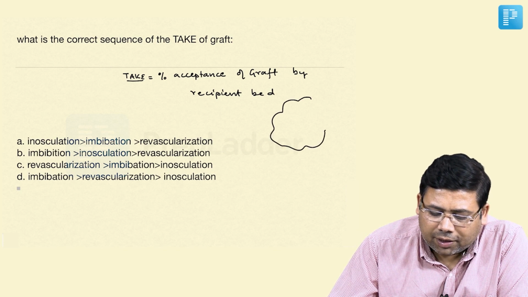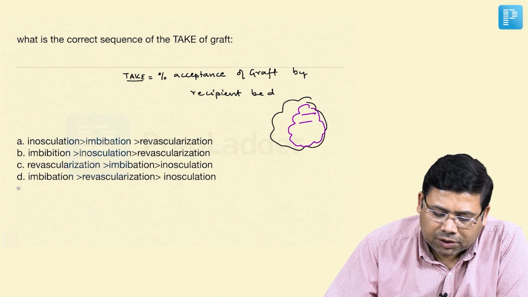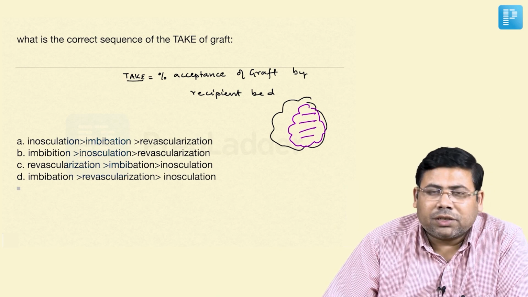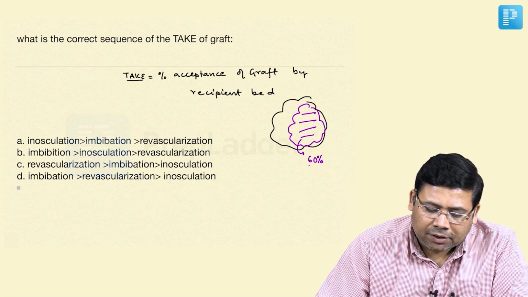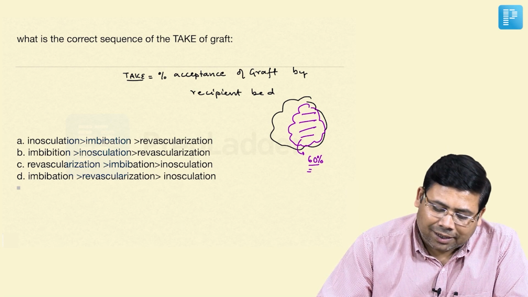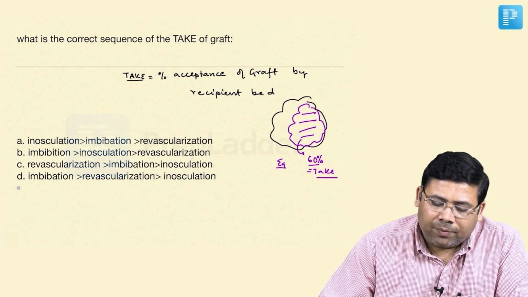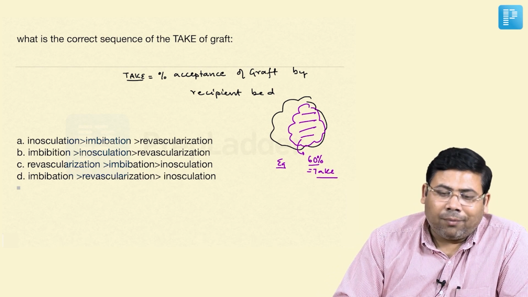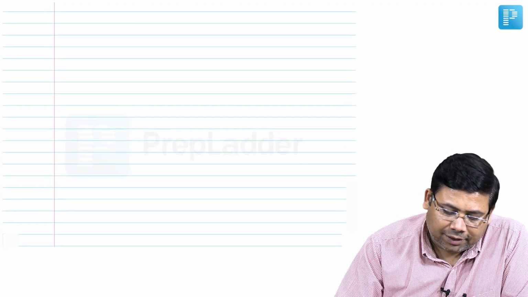So suppose if I put a graft over this wound and after 5-6 days, if you see that only this much part of the wound is covered, so the part which is covered is referred as take. So in this case, for example, if 60% has been covered, the take will be 60. Now when we talk about the steps of the take of the graft, let us try to understand that.